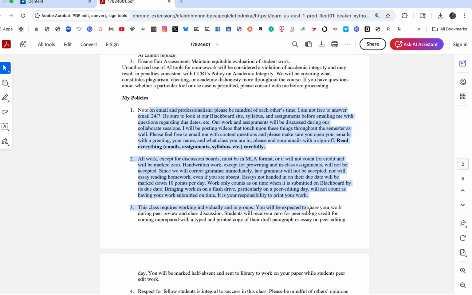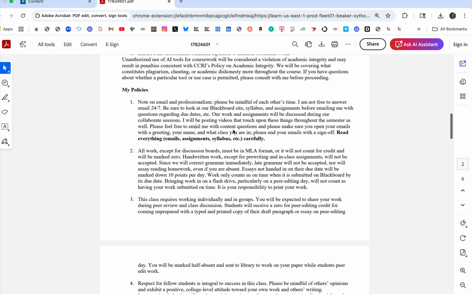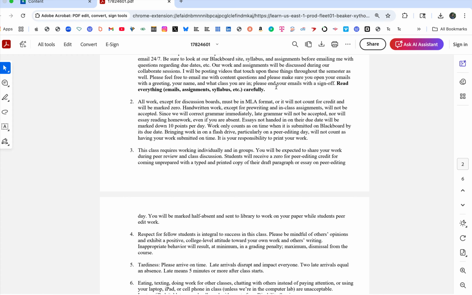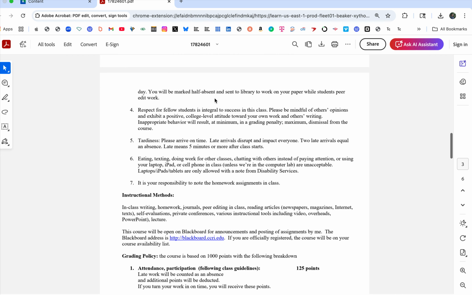My policies, and a lot of this pertains to in-person classes, but a few quick notes. Note on email and professionalism. This class is online, but let's be cognizant of emailing. If you have content questions, like if you're stuck on the work or struggling, email me and we will work it out. Don't email me and ask when something's due or how much it's worth. All that's located on Blackboard. Go to Blackboard for the answer first and then email me. Please read everything carefully: emails, assignments, syllabus. All this other stuff is mainly for in-person class.